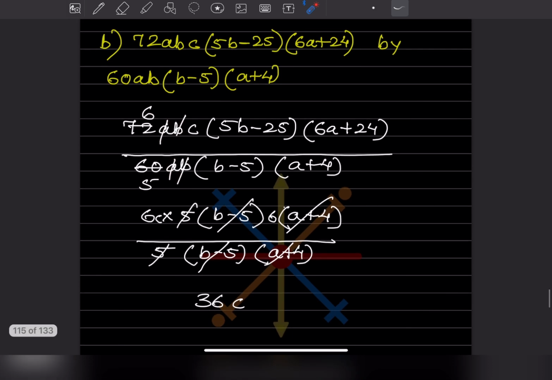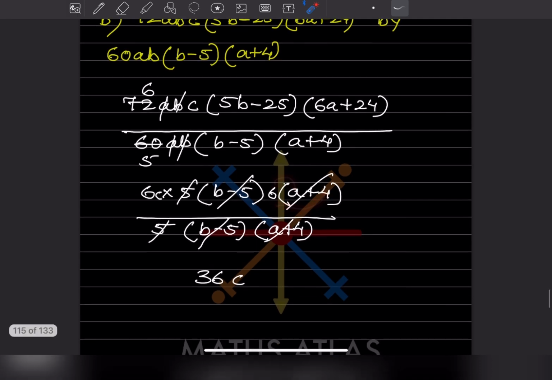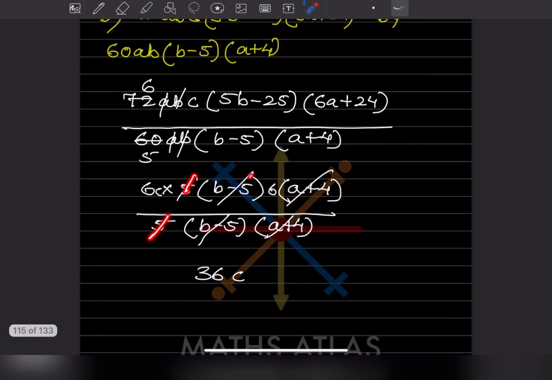Now here what remains is 6C. So this is 6C, and this 5B minus 25 can be written here. We can take 5 common and B minus 5 will be in the bracket. Again for this one we can take 6 common, so 6A plus 24. Now look at here, this 5 and 5 get cancelled, this whole thing gets cancelled, this whole thing gets cancelled. So here will be 36, 6 6s are 36, and this C. So the answer is 36C.